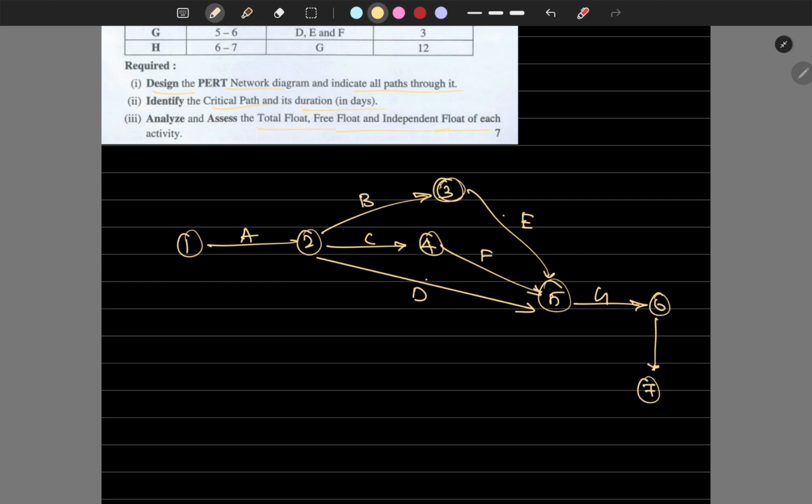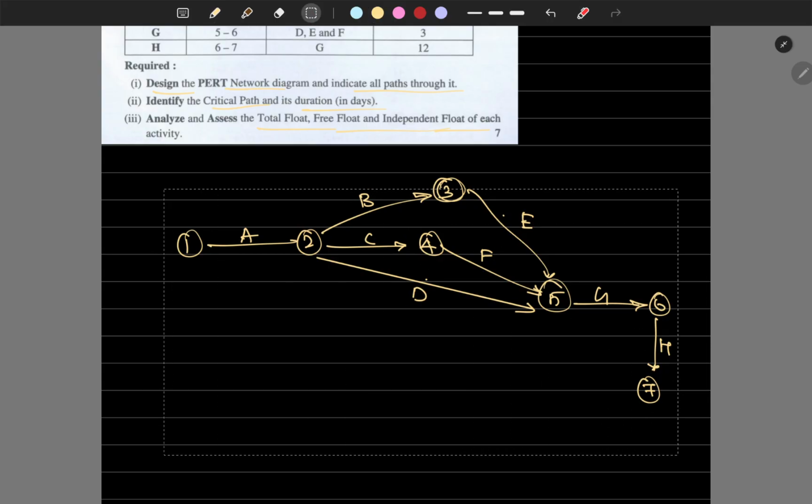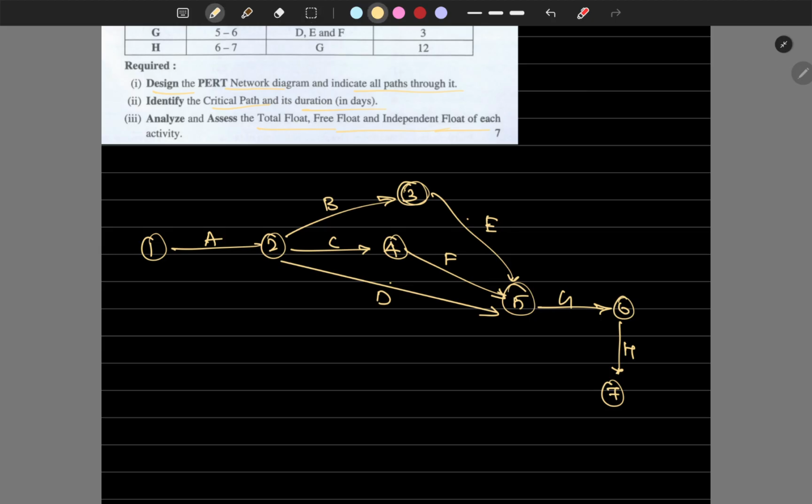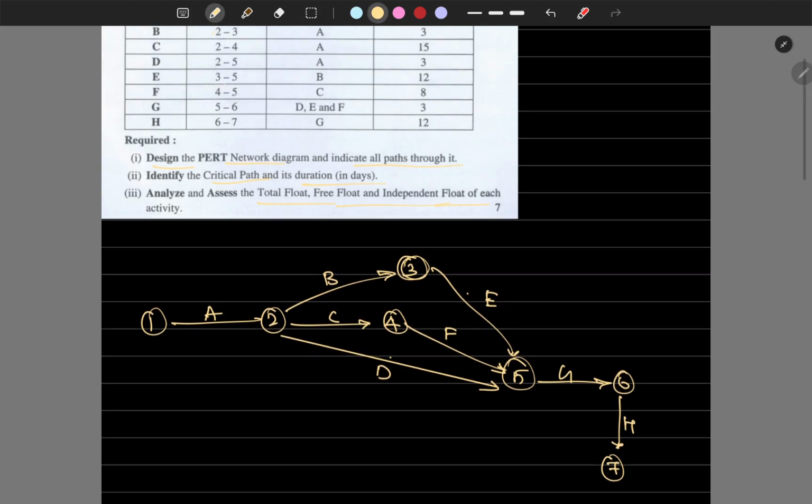After G, H activity started, right? So that's it. The chart is over. So we have done it. Then we have to allocate the duration for these activities.